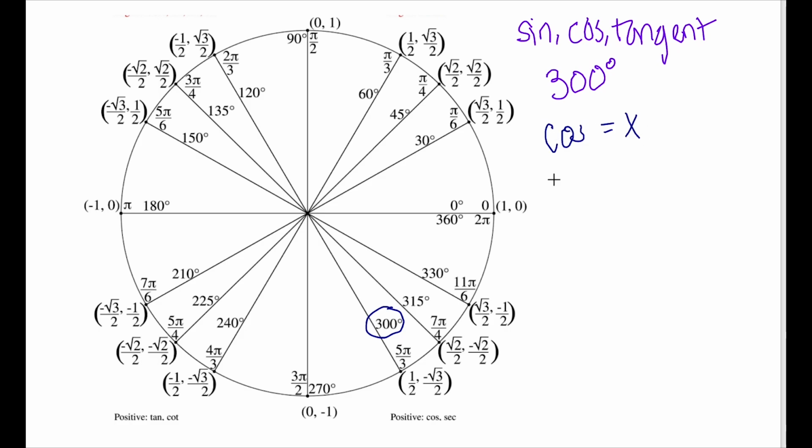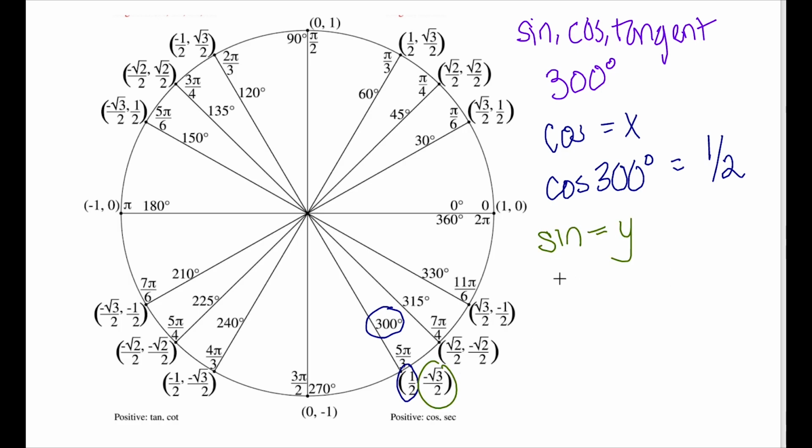Cosine is x, so cosine of 300 degrees is the x coordinate, or 1/2. Sine is the y coordinate, so the sine of 300 degrees equals -√3/2.